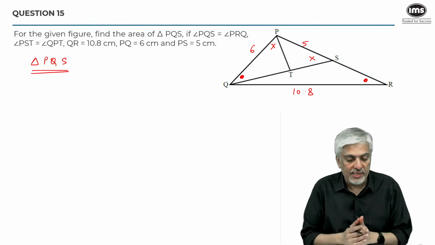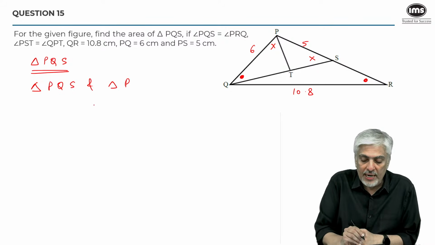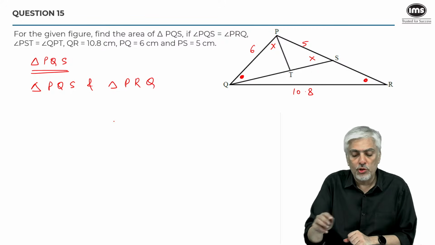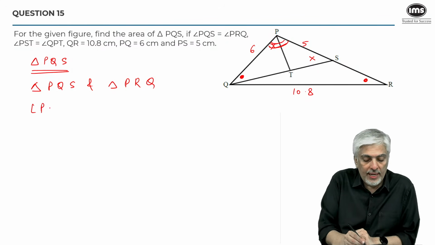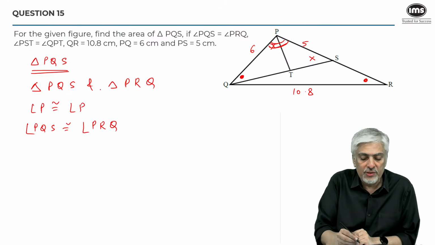You'll have to do similarity, obviously, right? Pay attention very carefully. You'll have to work on triangle PQS and triangle PRQ. The full triangle. So, P is the common angle. One data was not needed. Angle P is congruent to angle P, and angle PQS is congruent to angle PRQ. Second angle, double A test is enough. So the triangles are now similar by double A test.